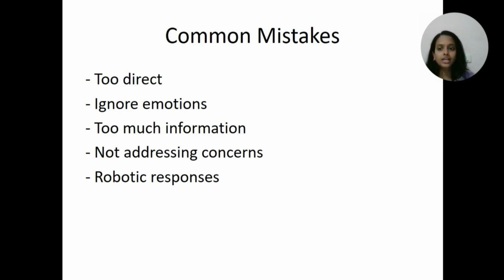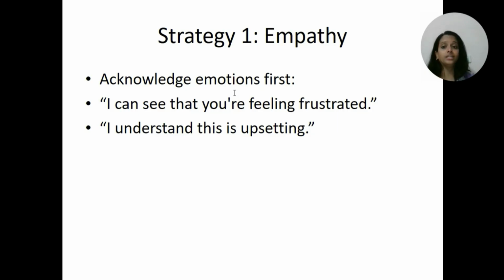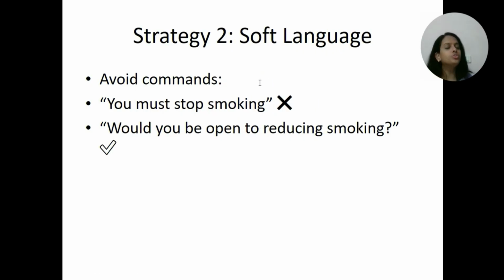So never do that. Let's look at what high scoring candidates do differently. The first one is acknowledging the emotion first. Before giving information, you have to respond to feelings, right? Examples like, I can see that you're feeling frustrated. I understand the situation is upsetting for you. So, emotion first, then explanation later. The next one is usage of soft language. Instead of you need to stop smoking, you can say, would you be open to discussing ways to reduce smoking? So, this sounds respectful and professional, isn't it?